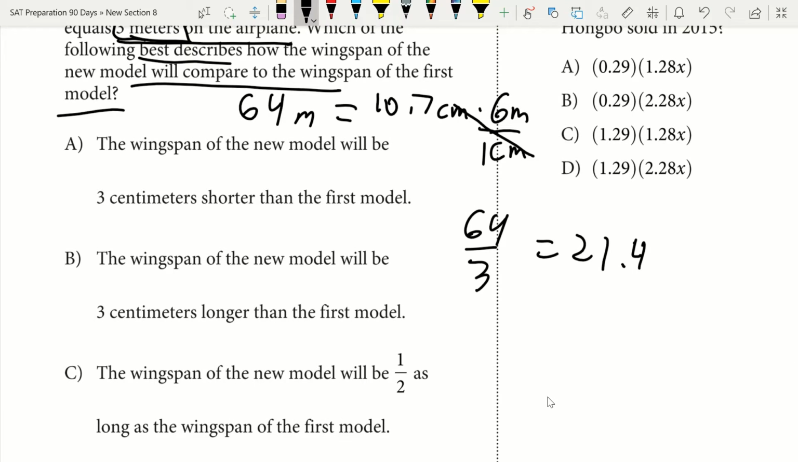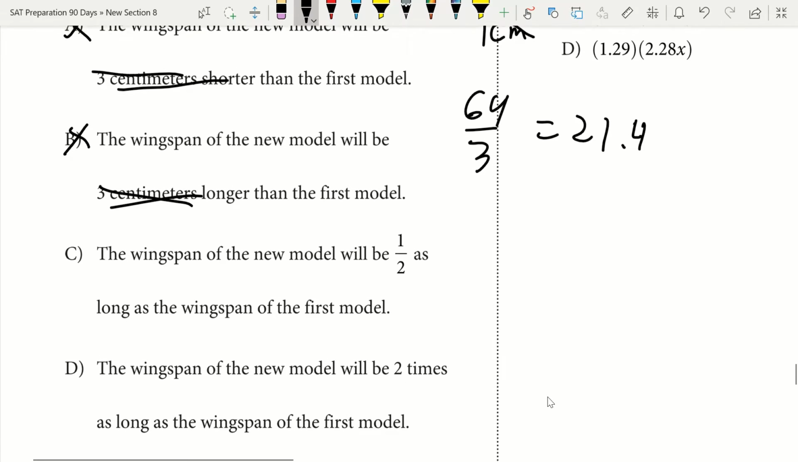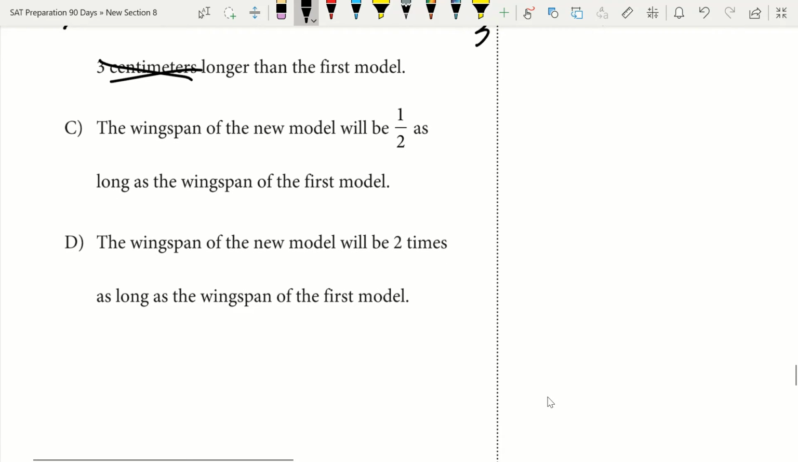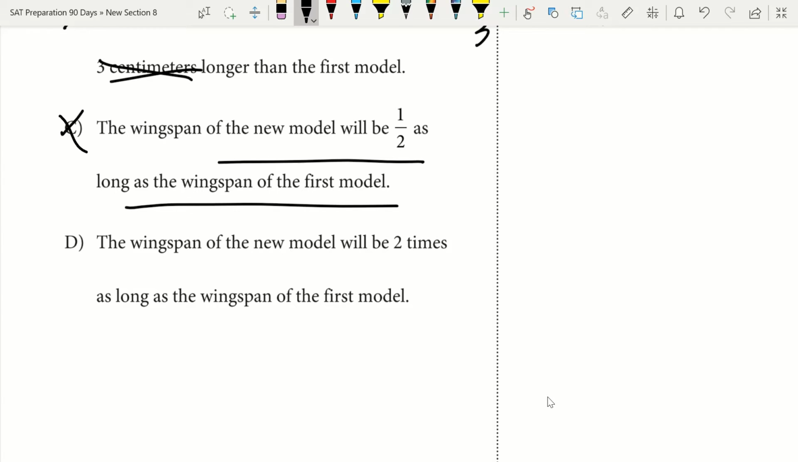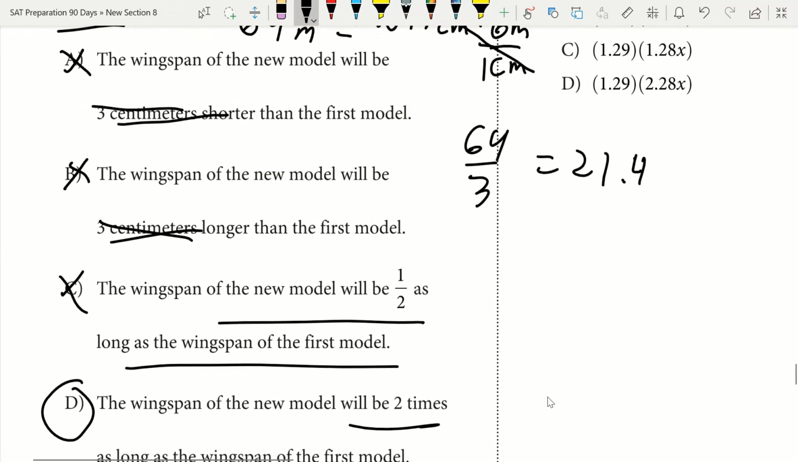We have A, the wingspan of the new model will be 3 centimeters shorter. No. B, the wingspan of the new model will be 3 centimeters longer. No. Those two would be really, really bad answer choices because we know we're looking at a rate problem here. C, the wingspan of the new model will be half as long as the wingspan of the first model. No, I just showed you it has to be 2 times as long as the wingspan. All right, so some of you may be thinking, why did he take the time to write out that ratio?